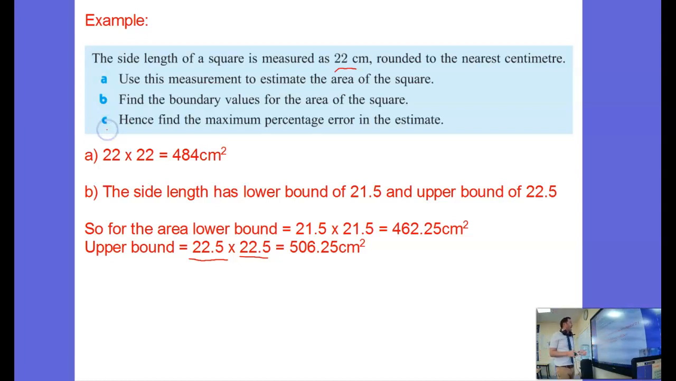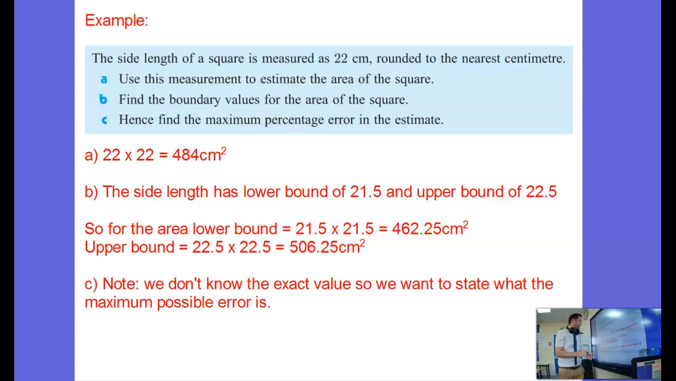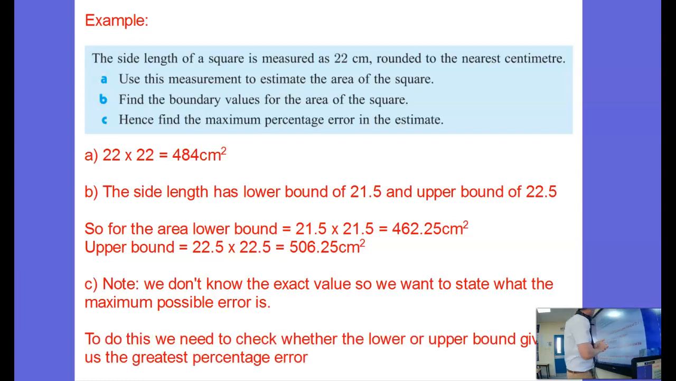The last one here says, hence find the maximum percentage error in the estimate. We don't have an exact value here. We don't know what the exact length of this square was, but we know what the minimum would have been, and we know what the maximum would have been. So we're going to find the maximum percentage error. As it says there, we don't know the exact value, so we need to state what the maximum is.